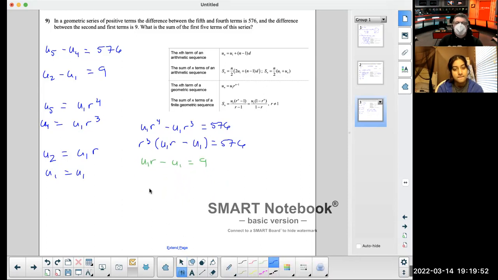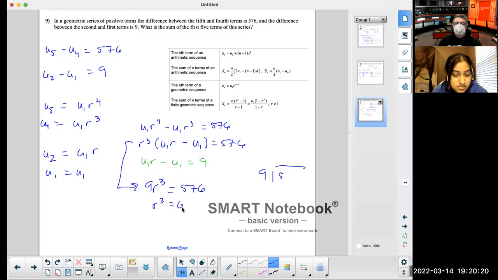So now 9R cubed equals 576. Why am I doing that? I don't want to do long division. 64. So R equals 4, yes? Yeah. Okay.